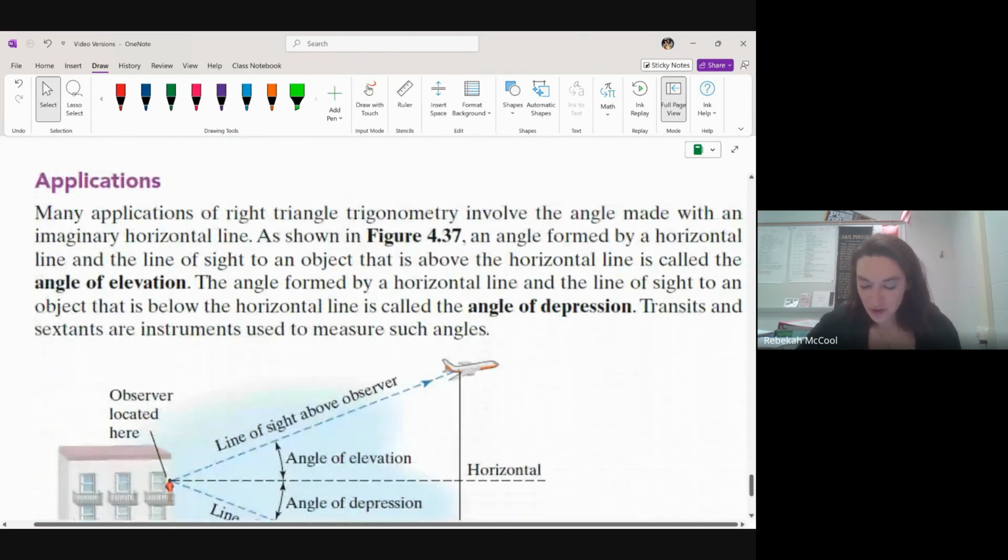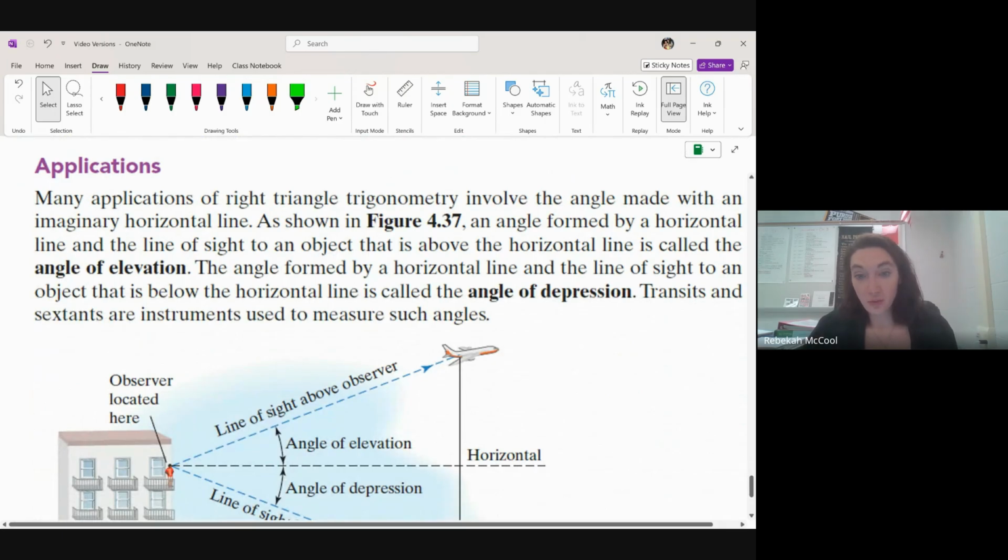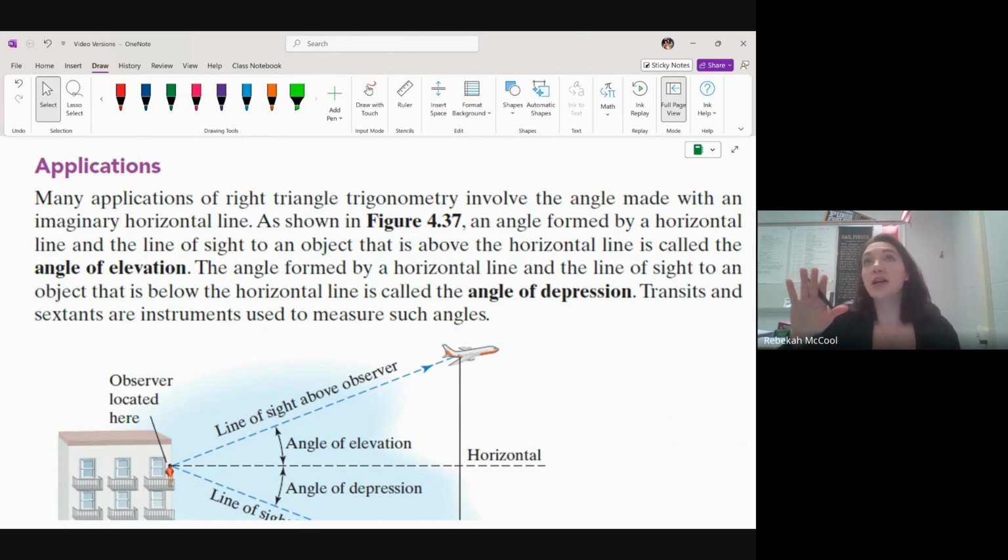Now, when we deal with right triangles, that also leads us into this idea of word problems and some applications. Super useful. Many applications of right triangle trigonometry involve the angle made with an imaginary horizontal line. As shown in the figure below, an angle formed by a horizontal line and the line of sight to an object that is above the horizontal line is called the angle of elevation. So if you're at the horizon and you're looking up, it's the angle of elevation. The angle formed by a horizontal line and the line of sight to an object that is below the horizontal line is called the angle of depression.